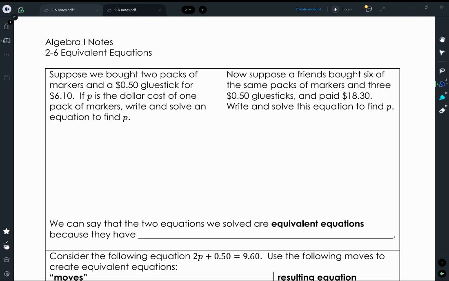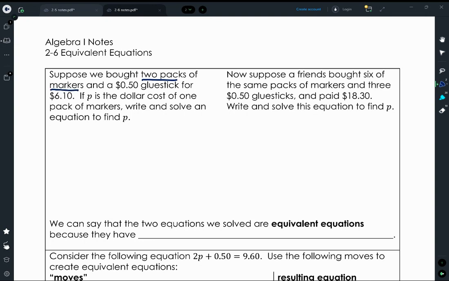So we bought 2 packs of markers and a 50-cent glue stick. It sounds kind of like, I don't know if that's back to school shopping or not, because that's not very much, right? So that's more like, hey, I ran out of school supplies. It's close to the end of the school year. But we're going to the store and we're only buying 2 packs of markers.